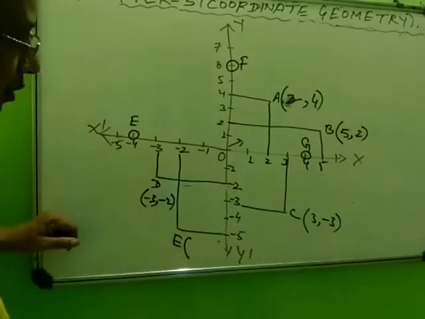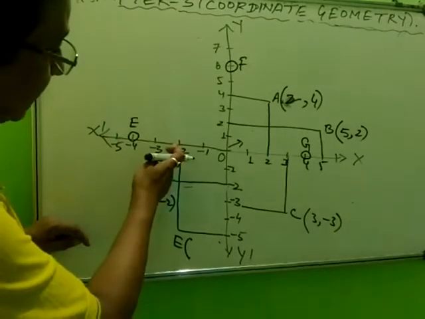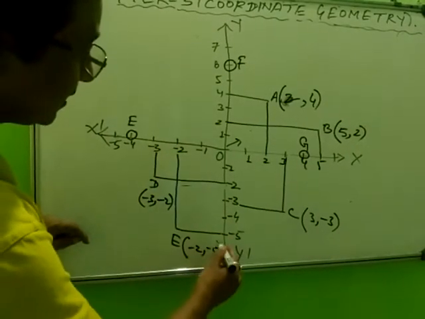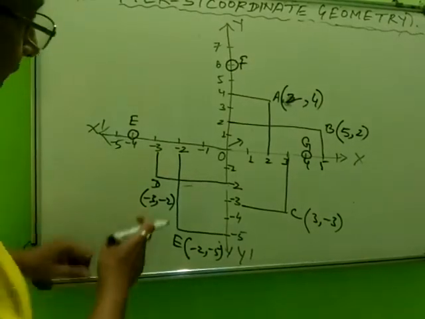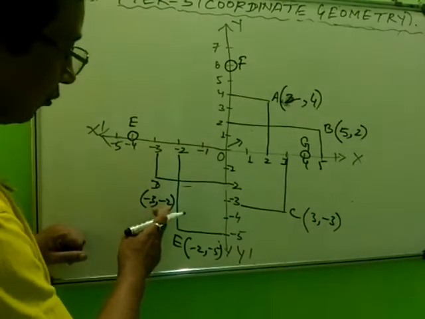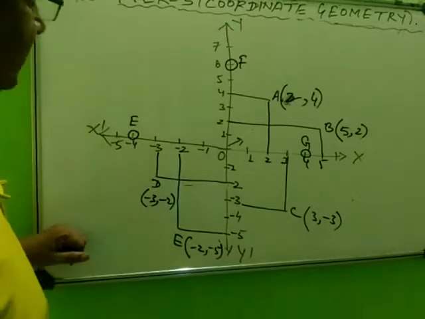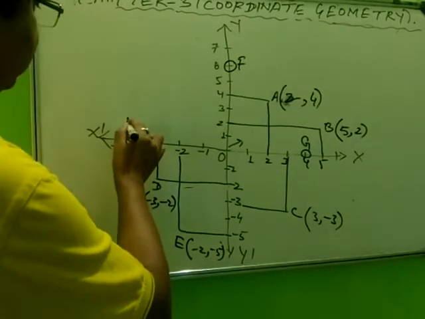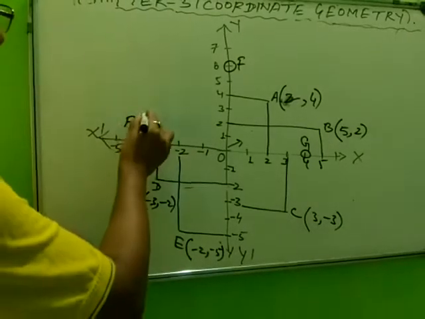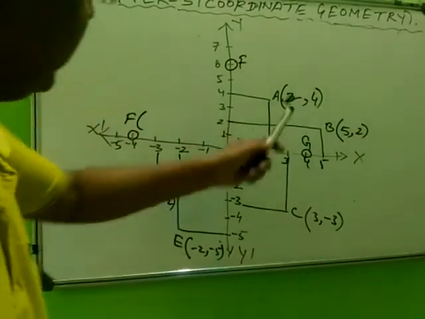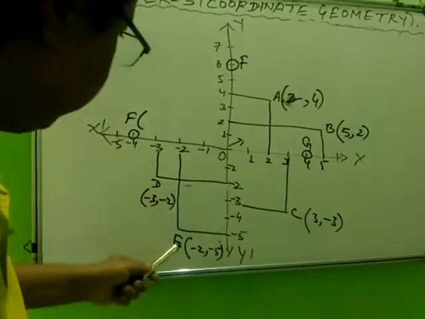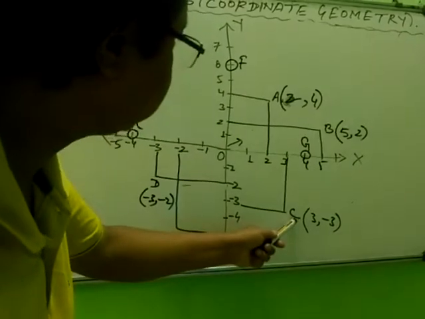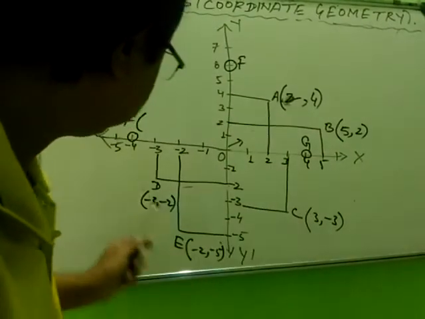What are the coordinates of E? X is minus 2, then y is minus 5. So x coordinate, y coordinate. Then let me give this point F. Now you see, these points A, B, C, D, E lie in the quadrants.